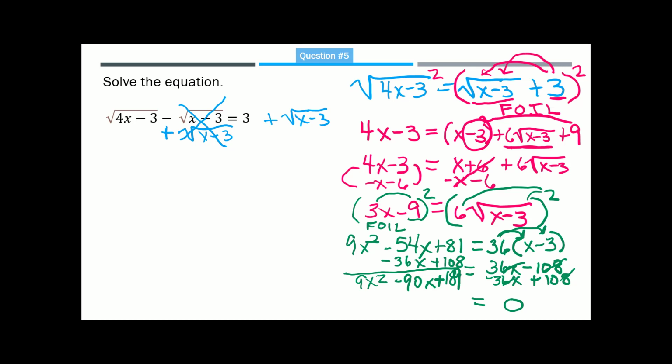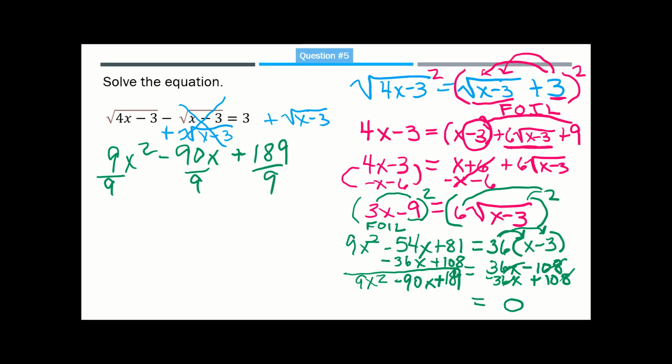Okay, so now we have an equation that we can factor. So let's look at this. 9x squared minus 90x plus, what was that, 189. Now notice, I hope, I'm going to get my calculator out, that all these are divisible by 9.